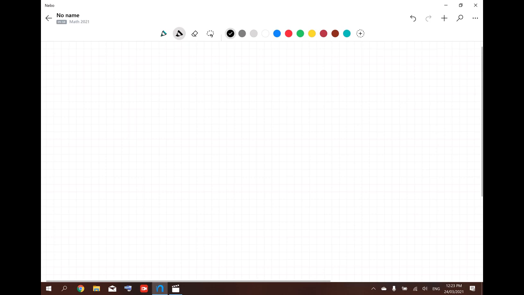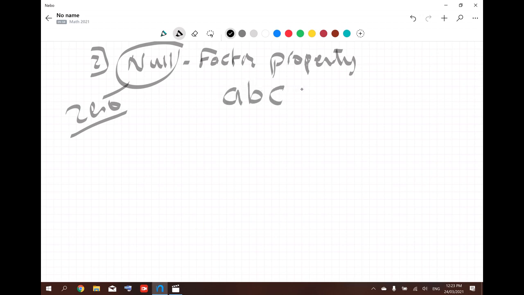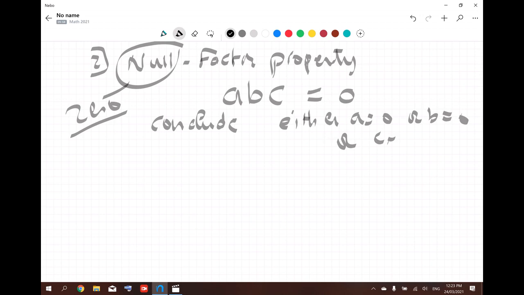Now, another reason why we factorize is what we call the null factor property, and actually null is a 0. When I have a product of two numbers or even three numbers, and the numbers are different and this product is equal to 0, I can simply conclude that any of these numbers must be a 0 to get a product of 0. So either a is equal to 0, or b is equal to 0, or c is equal to 0.